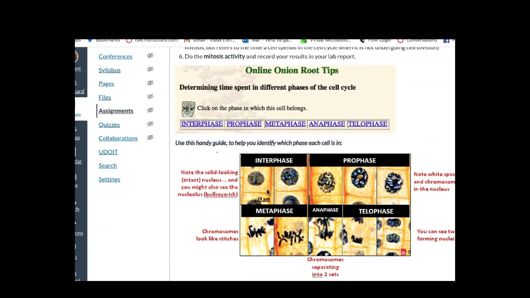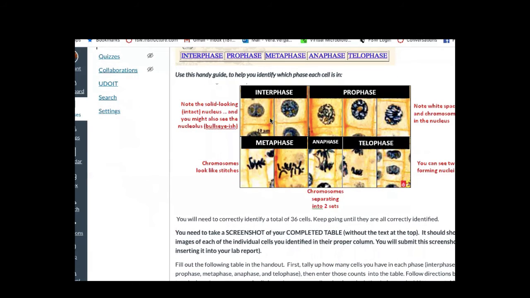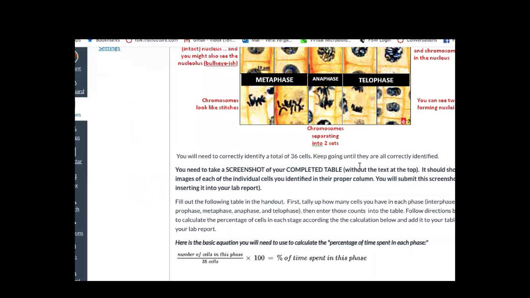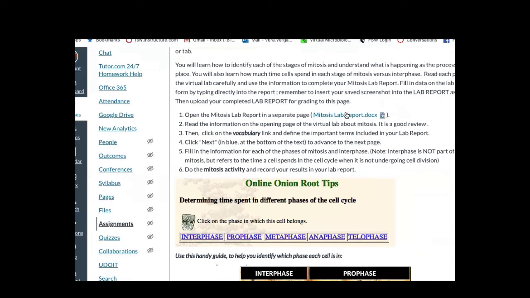Here are some other little pictures to help you as a guide in identifying. We've talked a little bit about this already. How do you know the difference, whether it's interphase or prophase? Between interphase and prophase it gets a little bit sticky, but you'll figure it out. It's not hard. When you're finished, you're going to need to take a screenshot of your completed table, and that's going to get included with your mitosis lab report document.